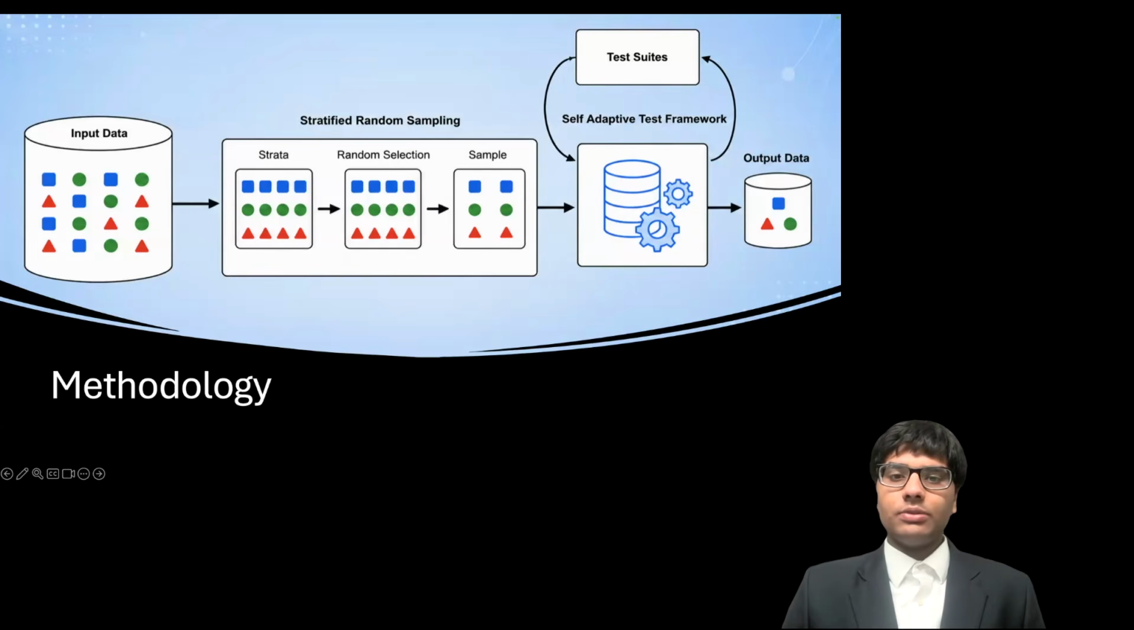Next, the self-adaptive test framework ensures coverage of essential test cases through a feedback loop that updates scenarios based on new data distributions and observed outcomes. Finally, this results in a reduced dataset that maintains the distribution of the original dataset, reducing the training dataset size for energy-efficient AI model training.